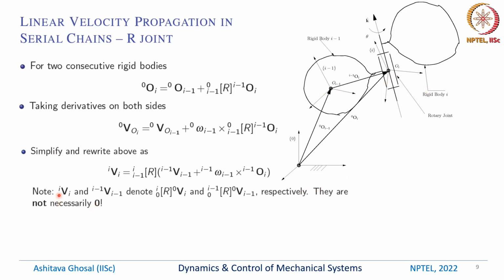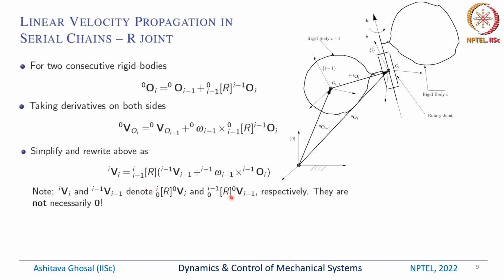Okay, and again this I vi and I minus 1 vi are not necessarily 0. Okay, so what is I vi? It is nothing but the linear velocity of the origin of the ith rigid body with respect to 0, but pre-multiplied by a rotation matrix. And what does this pre-multiplication by a rotation matrix mean? We are expressing it in another coordinate system.